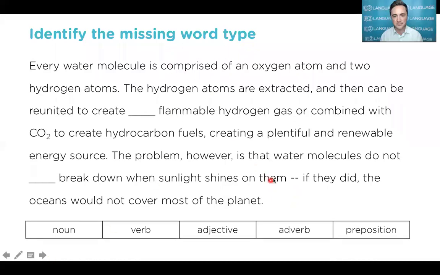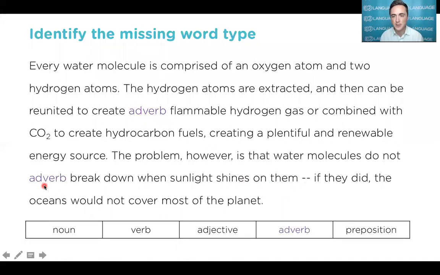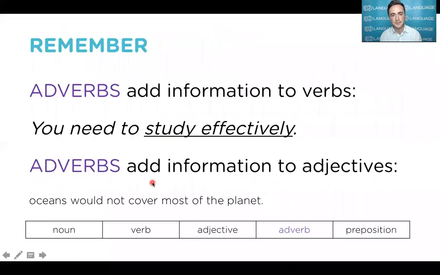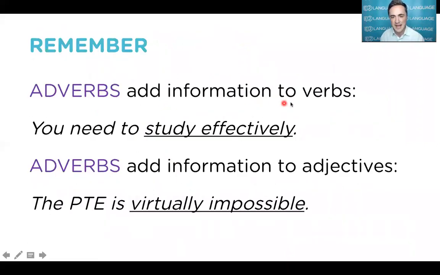Cool. All right. These 2 words that I've deleted from here are adverbs. 2 adverbs were missing. The adverbs were highly flammable, and molecules do not simply break down. Fine. So what do adverbs do? Adverbs add information to verbs. You need to study effectively. So here's the verb study, and here's the adverb adding information to that verb. So you could just say you need to study, or you can add information to the verb and say you need to study effectively, or you need to study intelligently, for example.